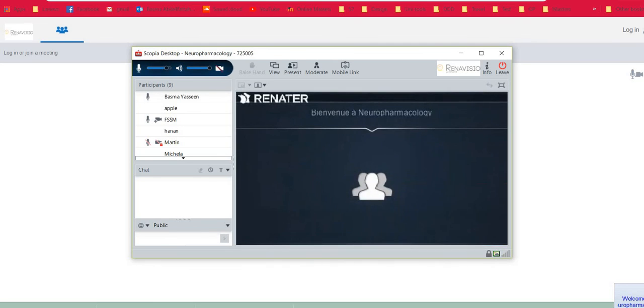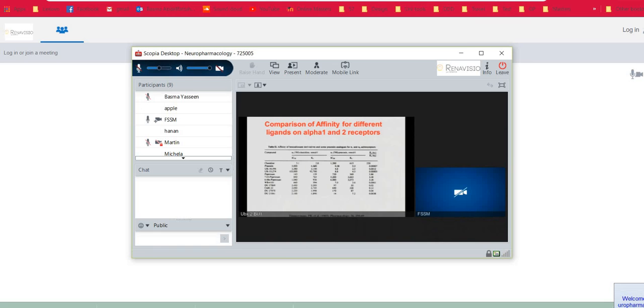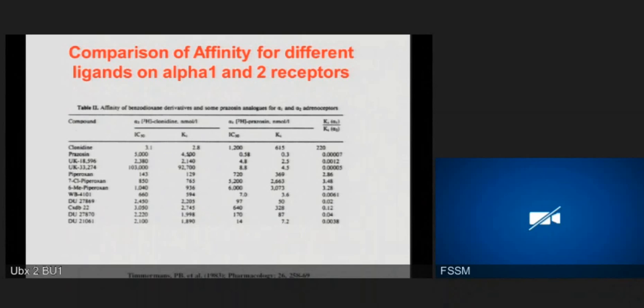the affinity of different compounds on alpha 2 and alpha 1 receptors. So, as you can see here, you have the alpha 2 with clonidine and alpha 1 with prazosin. They measured both IC50 and Ki. That's the reason why I put this, because you can have a sort of comparison between the two.